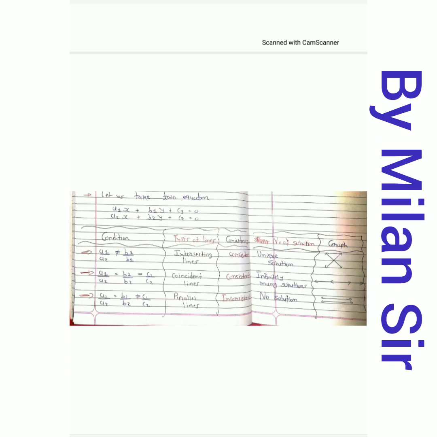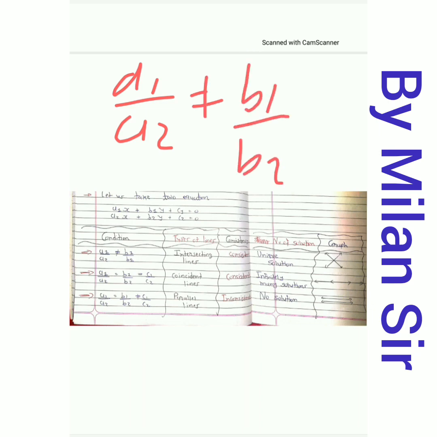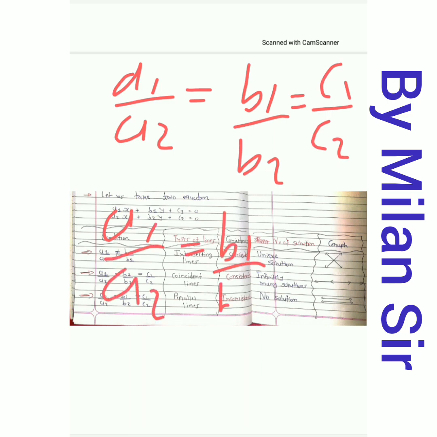Now, second thing: first of all we need to compare a1 upon a2 and b1 upon b2. If this is not equal, then we can directly say it is a linear equation. But if a1 upon a2 is equal to b1 upon b2, then there are two conditions: it can be equal to c1 upon c2, or otherwise it cannot be equal to c1 upon c2.